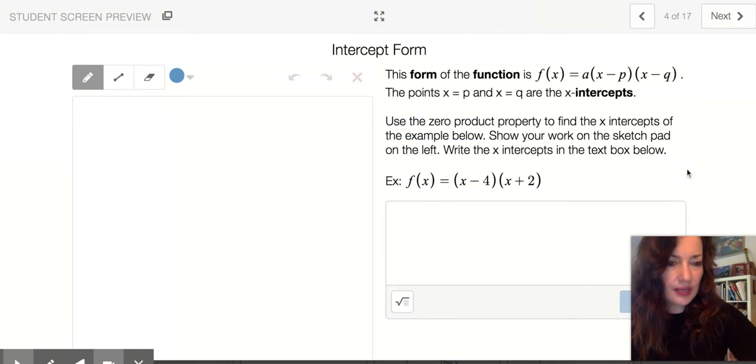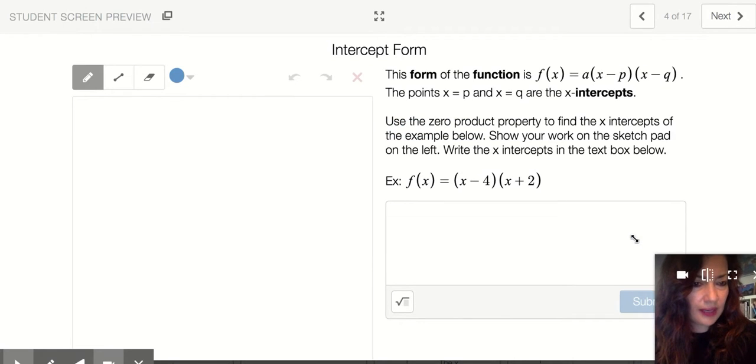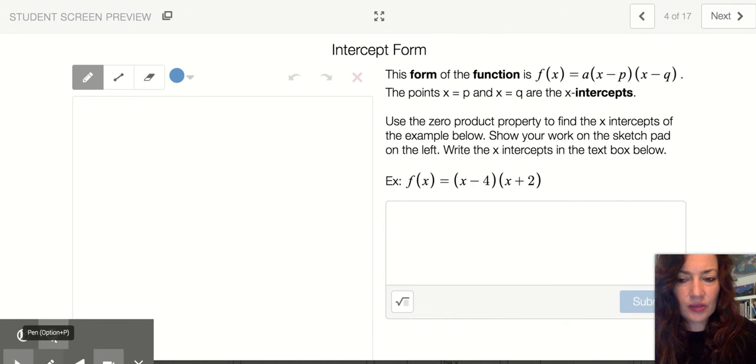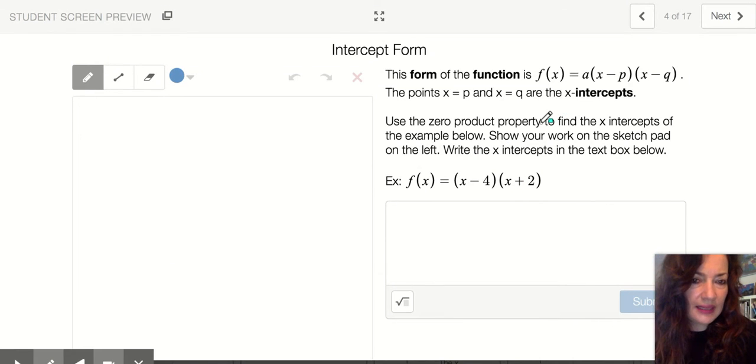Slide number 4 is asking you to calculate the x-intercepts using the zero product property. So let's go ahead and do that. If you remember, the zero product property states that if we have two factors, or even more than two factors, and a times b equals 0, then the only way this is true is if either a equals 0 or b equals 0. So let's use that property to find our x-intercepts.